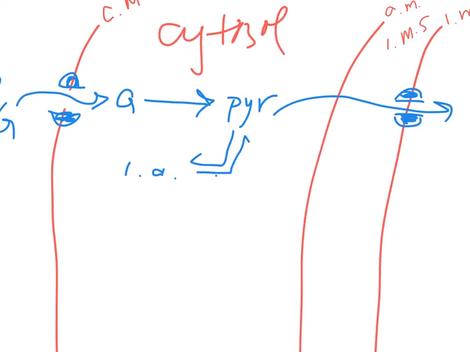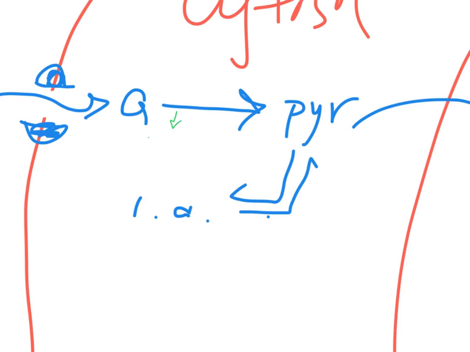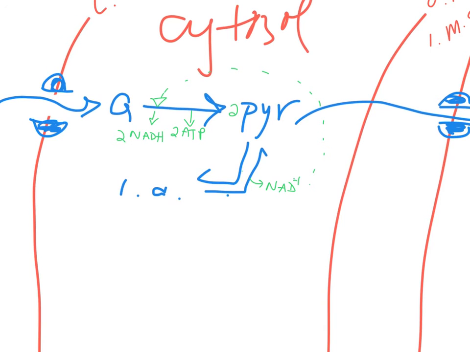And of course, out of this we get 2 of those, 2 of those, 2 of those. And this regenerates NAD+ to keep glycolysis running, at least for a little bit.